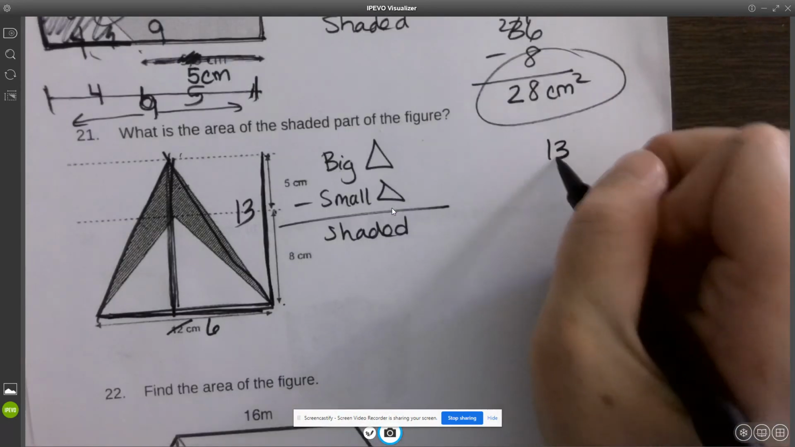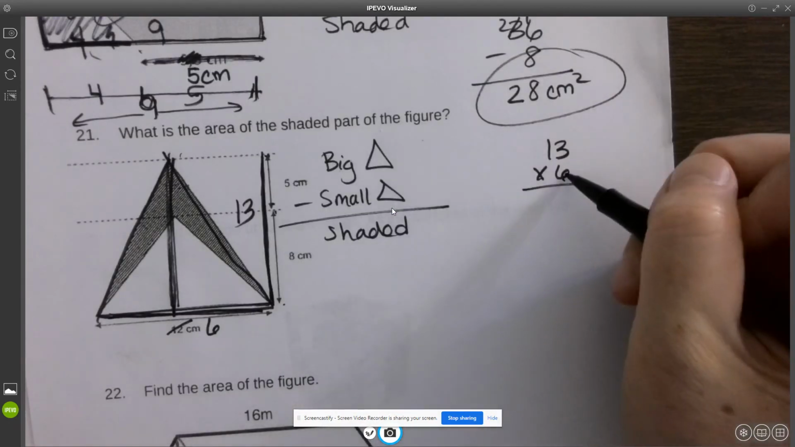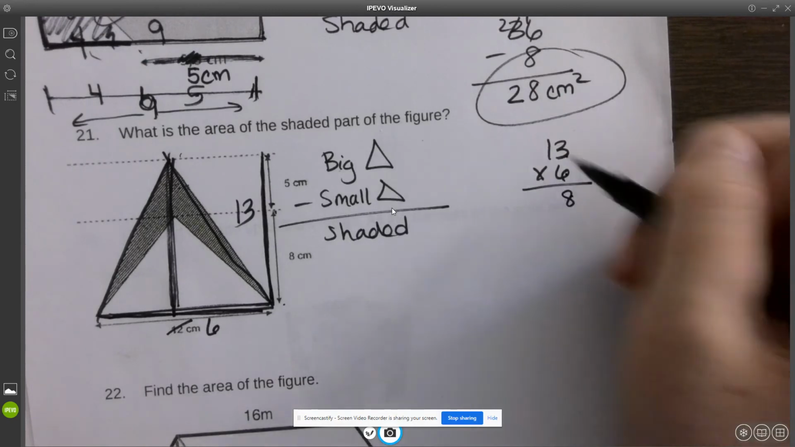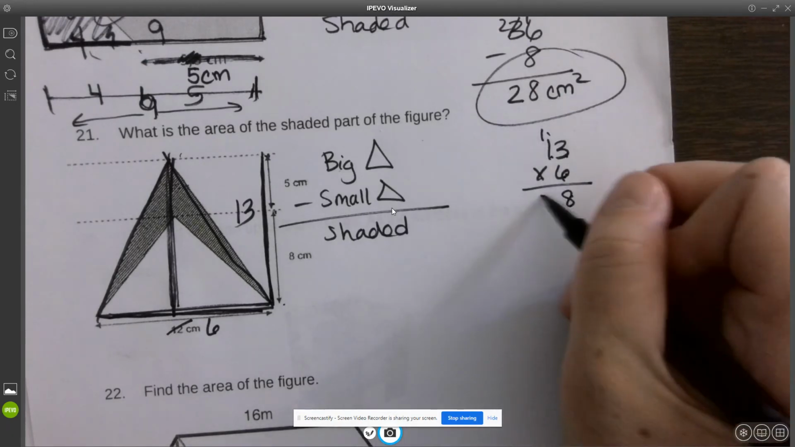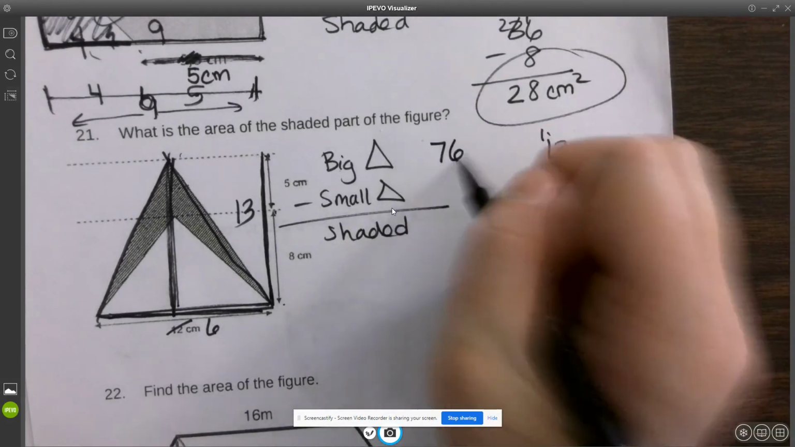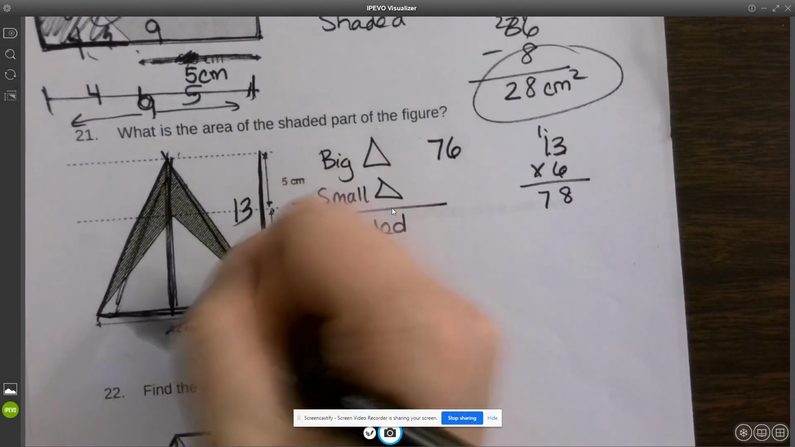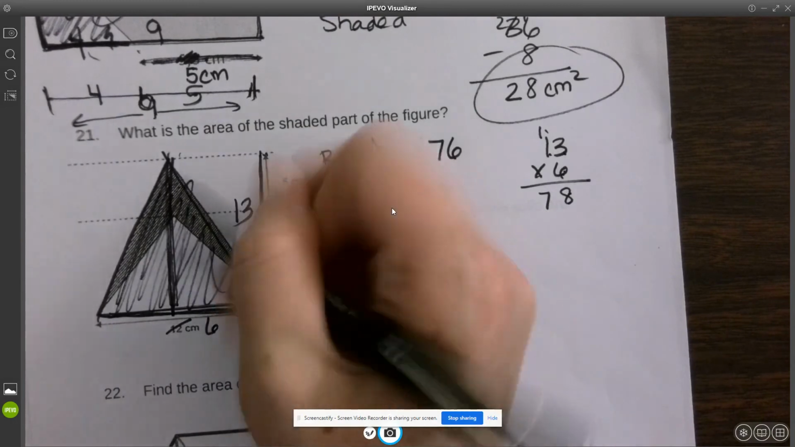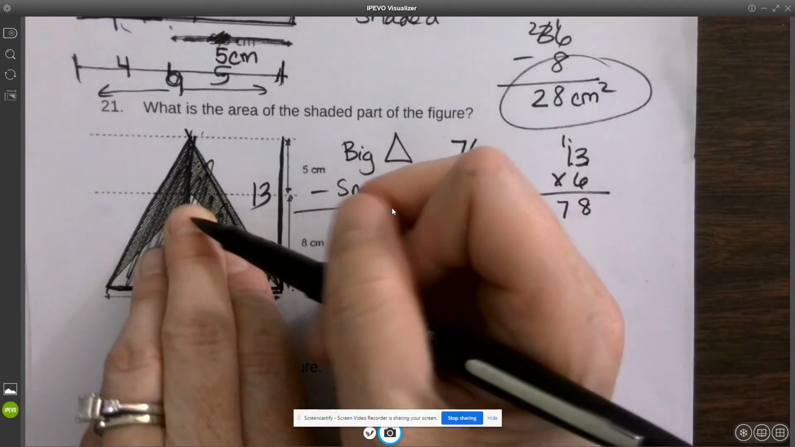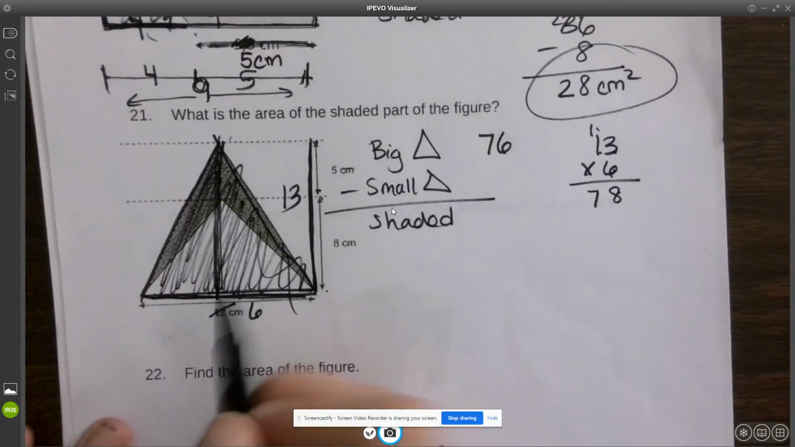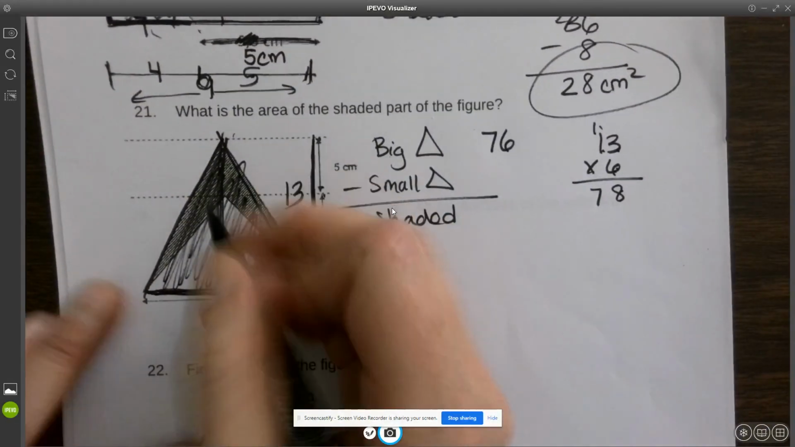13 times 6. 6 times 3 is 18. Put the 8, carry the 1. 6 times 1 is 6, plus 1 is 7. So the big triangle is 78. That's this whole big thing right here, 78. But we need to subtract this white part out so that we only have this left. So let's figure out what this white part is right here.